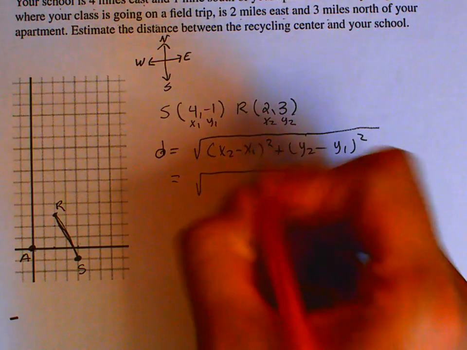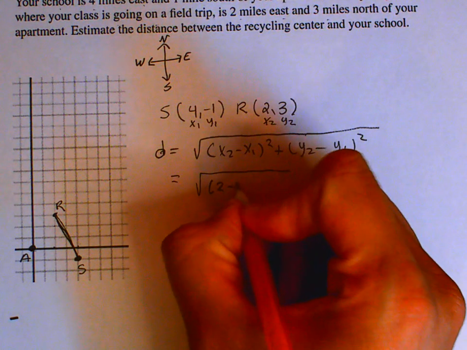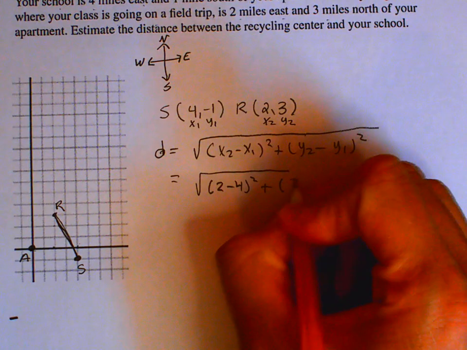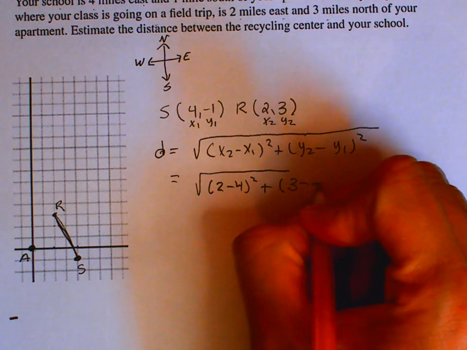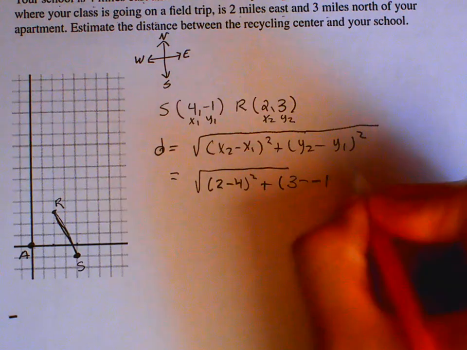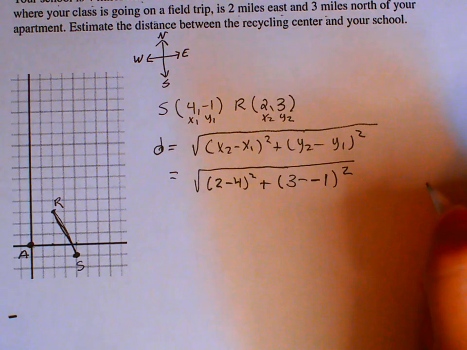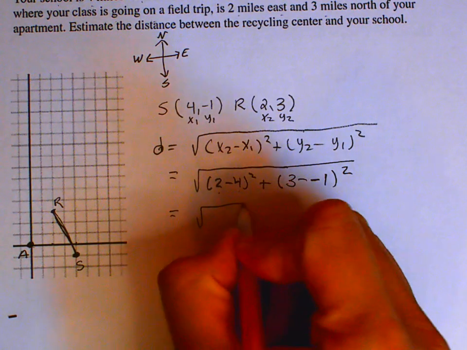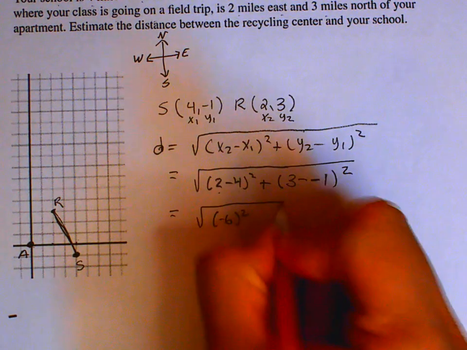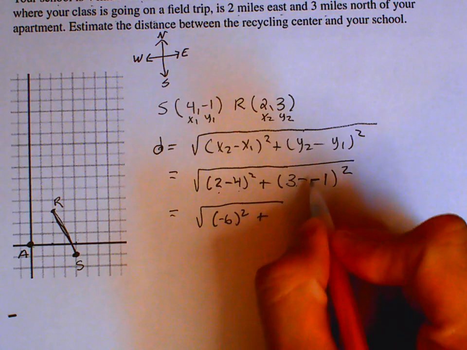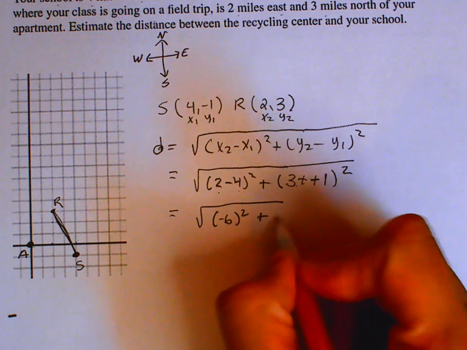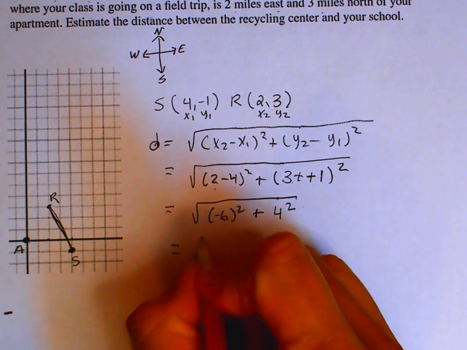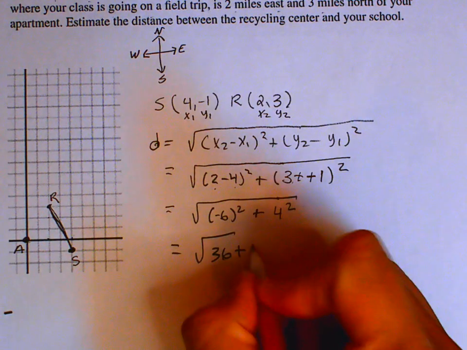All right, x2 is 2, x1 is 4, y2 is 3, y1 is negative 1. Be careful, it's a negative. Don't forget the negative sign. Quantity squared. So 2 minus 4, that's negative 6. Now, when you subtract a negative, that turns to addition, and that becomes 4 squared. So keep simplifying, and you're going to get 36 plus 16.